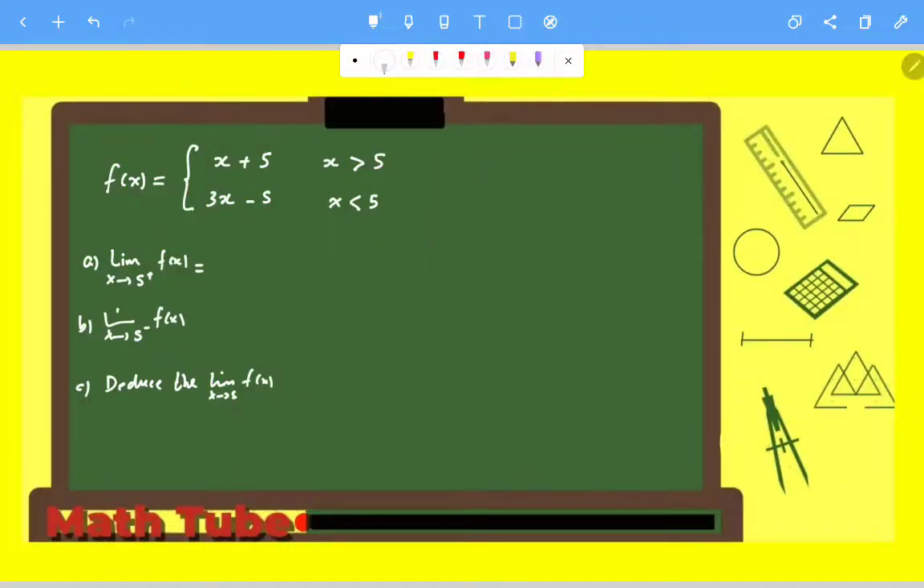And welcome. In this video, I'm going to compute the limit as x tends to 5 plus and 5 minus for f of x. Then I'll deduce the limit as x tends to 5 for f of x. But first of all, let me explain the meaning of the notation 5 plus.